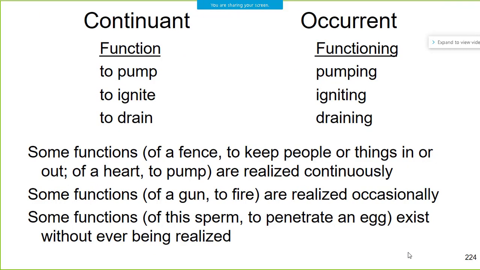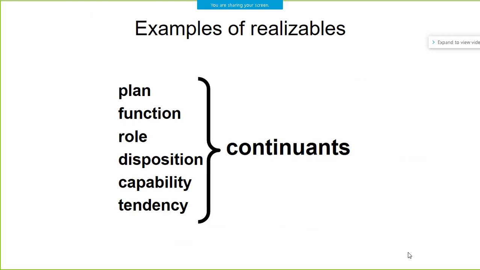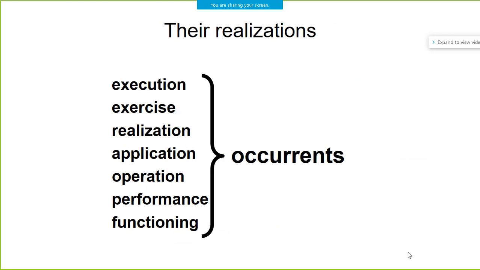All right. And every function goes hand in hand with a functioning. So you realize the function to pump by pumping, and so on. Some functions are realized continuously. So a fence, for instance. And some functions are realized occasionally. So a gun would be an example. And some functions are realized very, very rarely. And the sperm is a good example of that. Most sperm never get to realize their function. All right, so all of these are realizables, all of these are realizations.